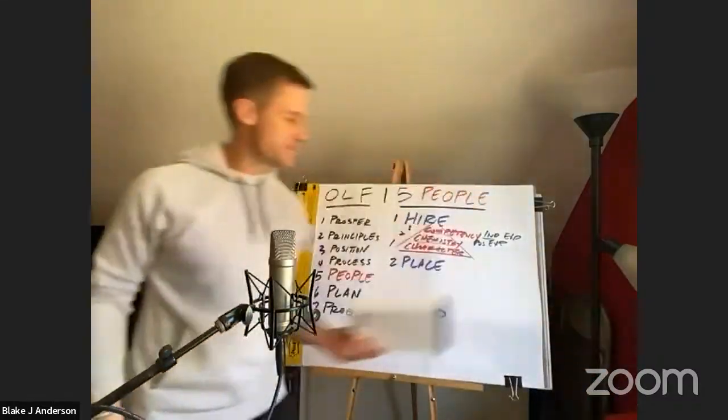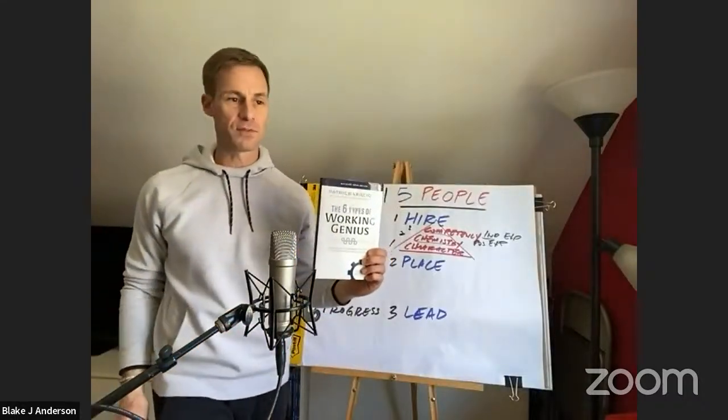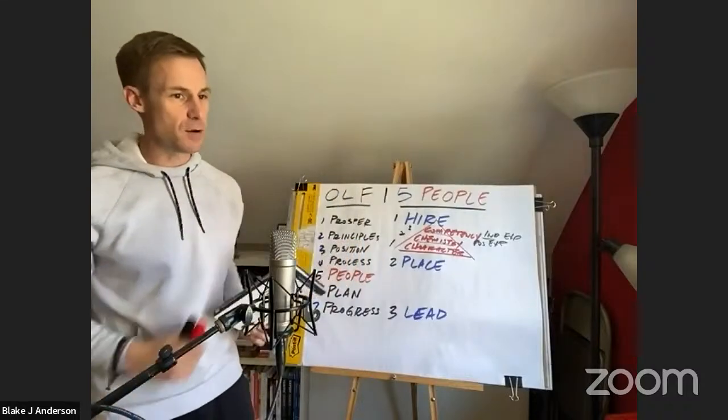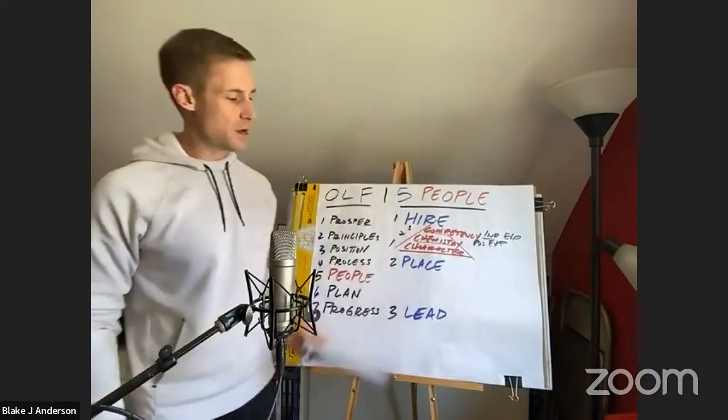And we use a method in our organizations to place people from this book right here, The 6 Types of Working Genius. Patrick Lencioni, great organizational leadership writer. This book comes with an assessment.